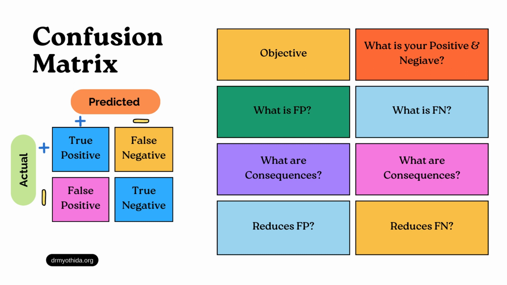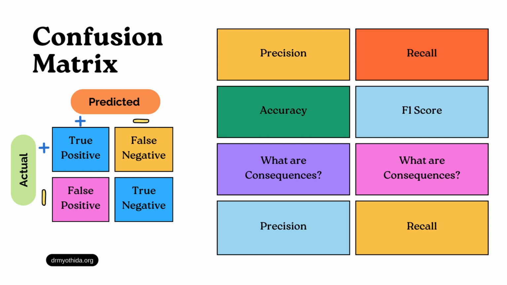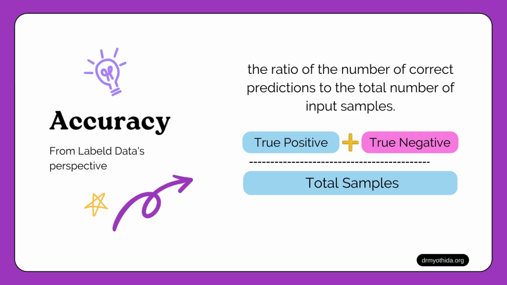For us to be able to identify these false positives and false negatives, there are other evaluation metrics based on these parameters of the confusion matrix. We come out with different evaluation metrics, which are precision, recall, accuracy, and F1 score. So let's see what is precision. Oh, sorry, let's start with accuracy. What is accuracy?